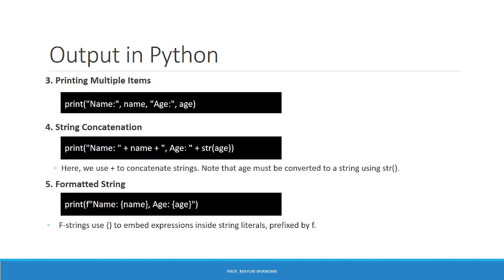Okay, then moving further, if you want to print multiple items, like name, and after that you want to print the value for name, and age, and after that the value for age, you can do it like this: in double quotes name, this string will be printed, then the value of name will be printed, then the age string will be printed, and the value for age will be printed.